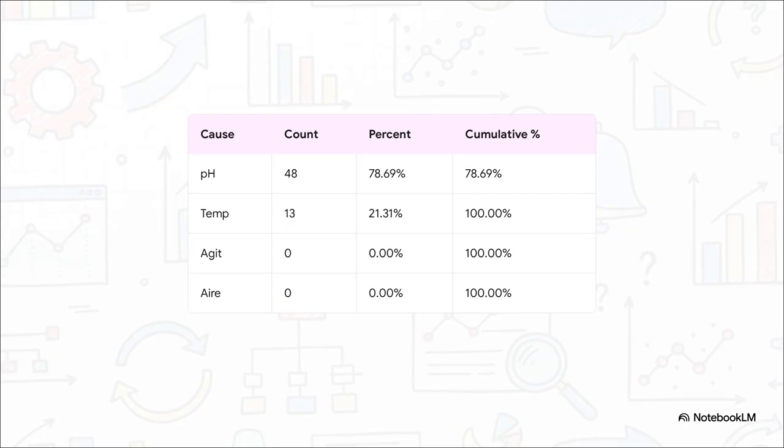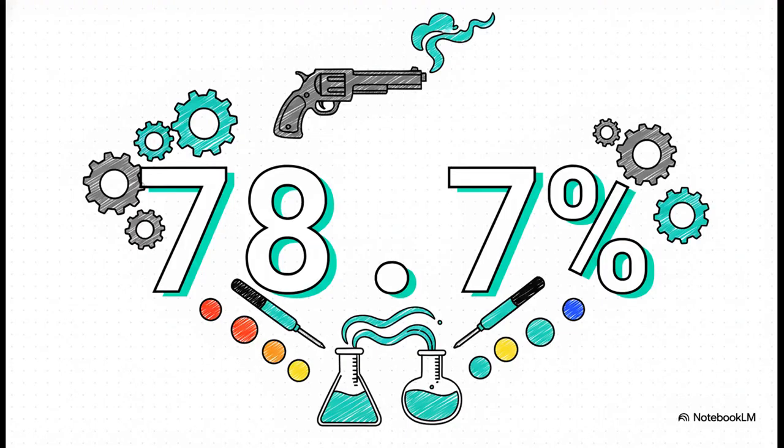This table breaks down every single time the process went out of its specified range. And just look at that count. Out of 61 total issues, pH was the culprit 48 times. Temperature was responsible for the other 13. And agitation and airflow? 0 incidents. Just let that number sink in for a second. Nearly 80%. Almost 4 out of every 5 problems in this entire process came from one single variable, pH.